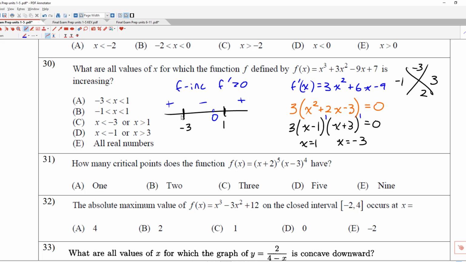Which means I have a positive and a positive. It'll flip over those critical values. And I'm looking for where it's increasing, which means I'm looking for where it's positive. So whenever it's less than negative 3, or it's greater than 1. Correct answer, C.